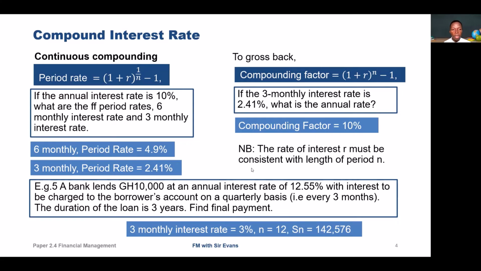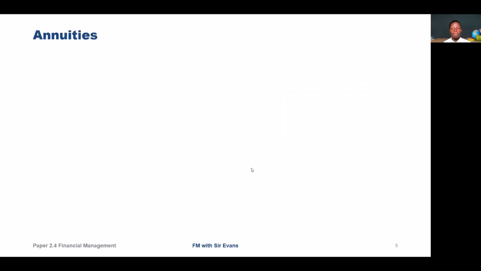Our N is going to be 3 years times 4, which is 12. And as I mentioned, the N must be the same frequency as the period, the interest rate. And that will give us a final payment of 142,576.